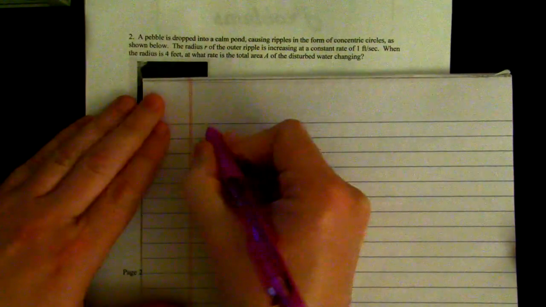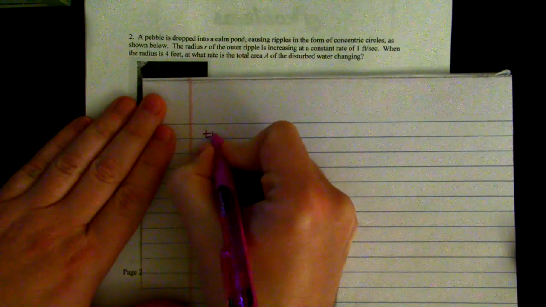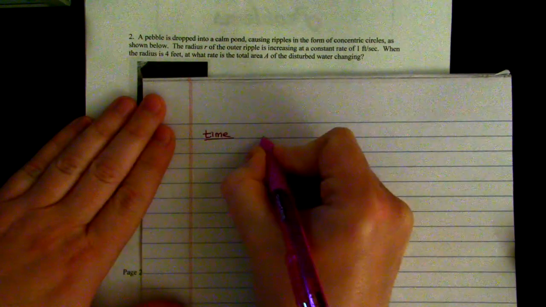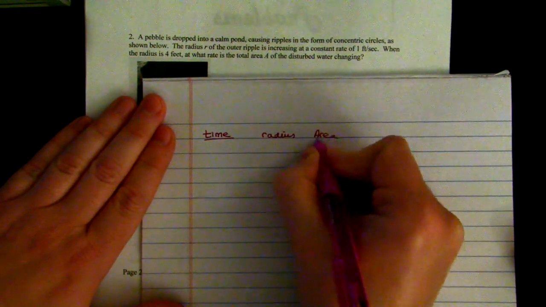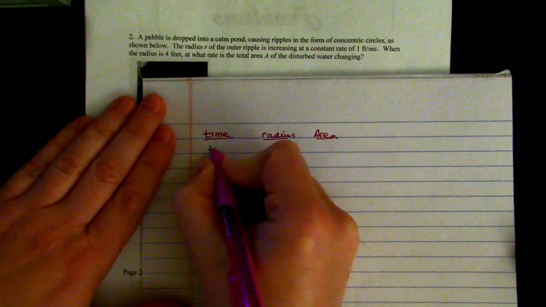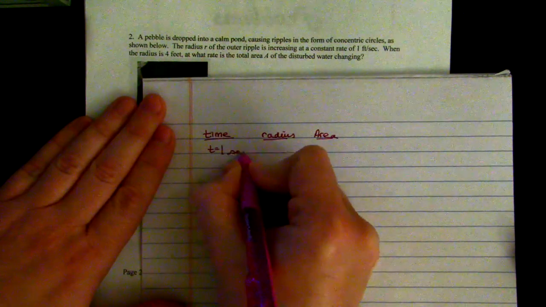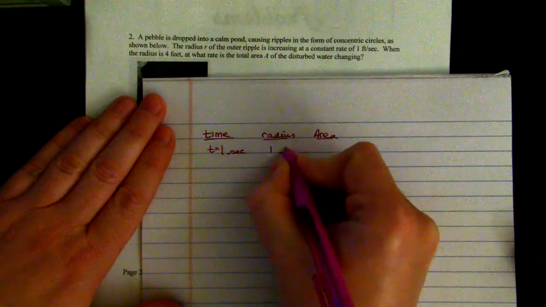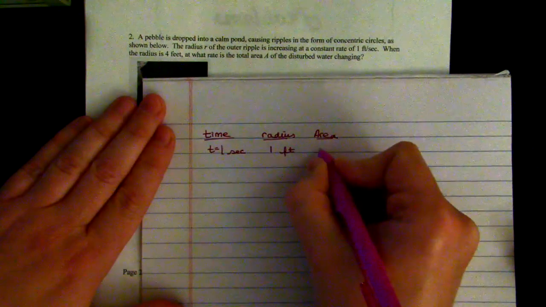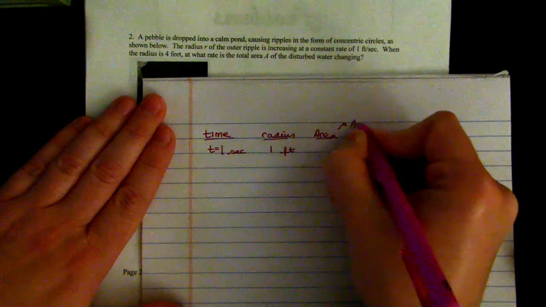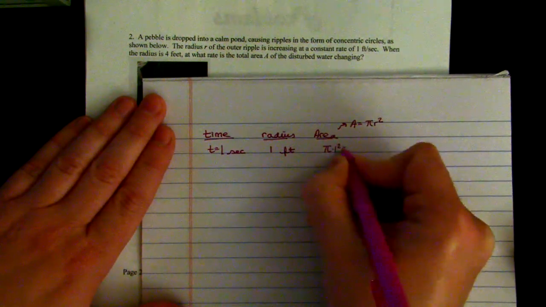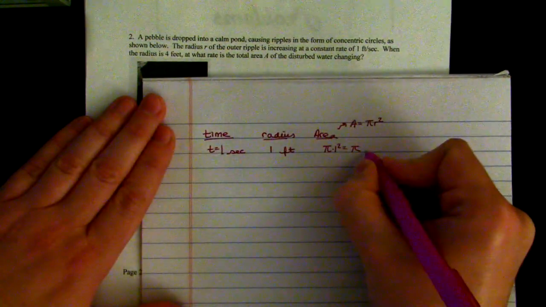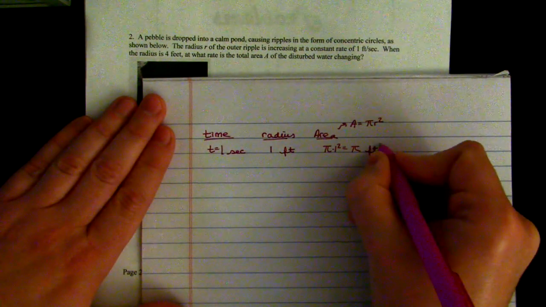Let me get out my notepad for this one. Let me think. Let me make a column over here for our time. Over here we're going to say the radius. Over here I'm going to say my area. Let's assume at time t equals 1 second, the radius is 1 foot, which means my area is going to be, we know that the area of a circle is pi r squared. So my area is going to be pi times 1 squared, or just pi. And area would be feet squared.